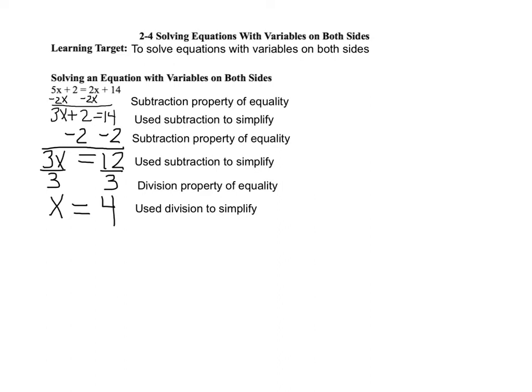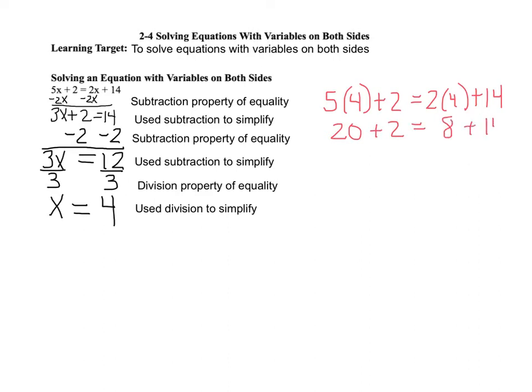Now I want to check my answer to make sure that I did it correctly. So I'm going to plug in 4, so I have 5 times 4 plus 2 equals 2 times 4 plus 14. 5 times 4 is 20. 2 times 4 is 8. 20 plus 2 is 22. And 8 plus 14 is 22. So both sides equal 22, so I know my answer is correct.